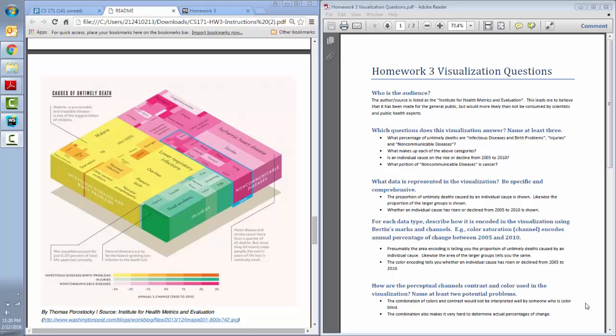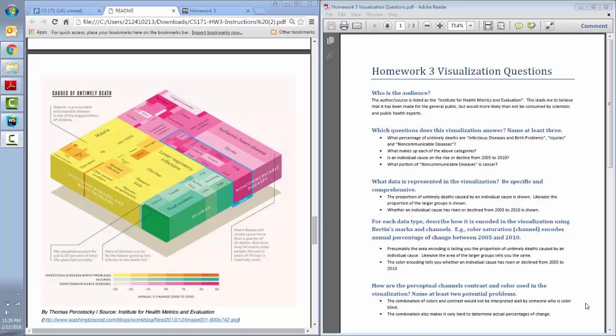First, I'll be talking about the causes of untimely death visualization, and I think I'll just go through in order the homework questions. So first, who is the audience? The author or source for this is listed as the Institute for Health Metrics and Evaluation, so this is probably something that's available to the general public, but would most likely be consumed by scientists or public health experts, someone who would have interest in this field.